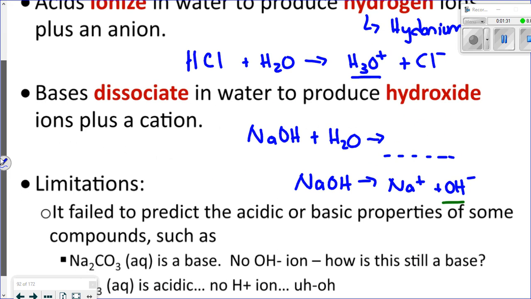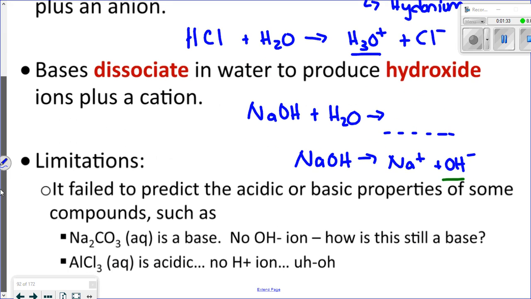But the Arrhenius theory has lots of limitations. The limitations were that it doesn't predict acidic and basic properties of some compounds. Sodium carbonate is a base, but if I dissociate that in water, I'm not producing a hydroxide. So a base can't be 100% defined as just something that produces a hydroxide.